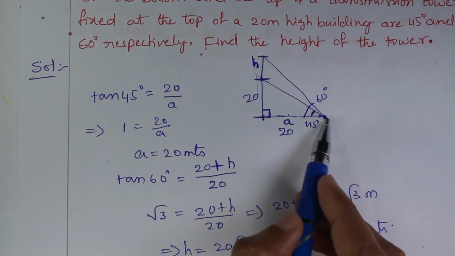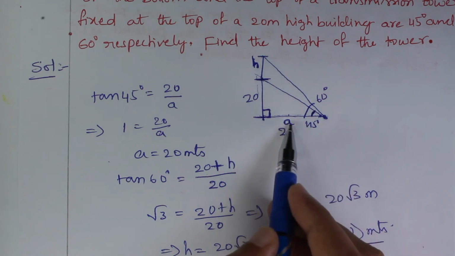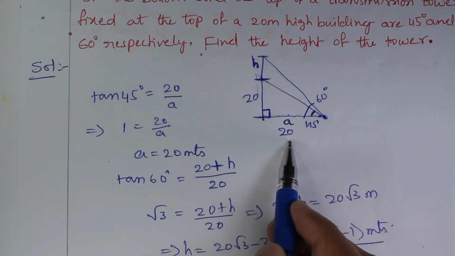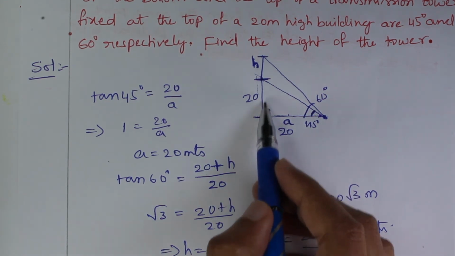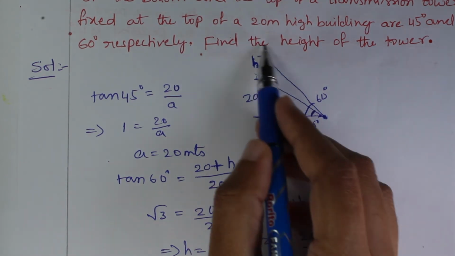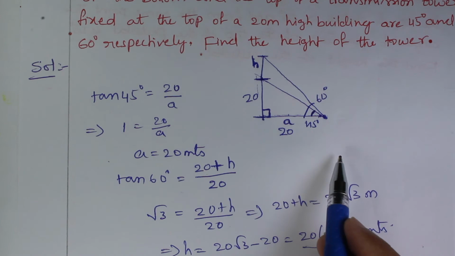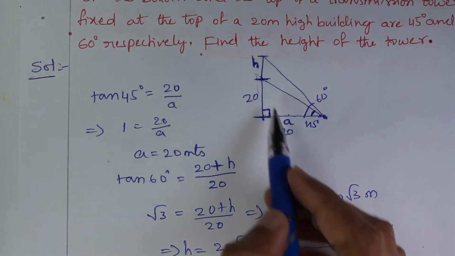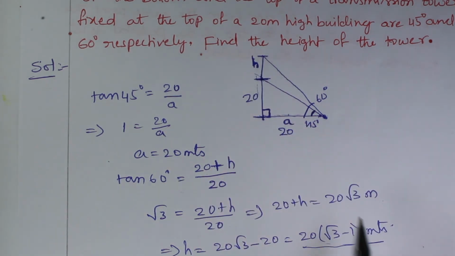So first of all, from the smaller triangle, I have calculated the value of the base of the triangle, that is 20 meters, and for the larger triangle, I have calculated the value of 20 plus h, which is equal to 20 root 3 meters. Okay, from that I have calculated the value of h. h is equal to 20 root 3 minus 20 meters. Hope this is clear for you.